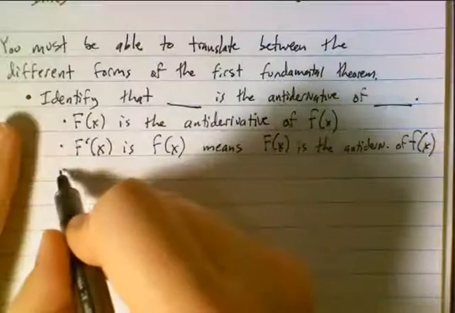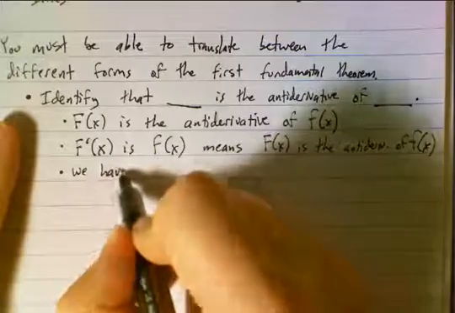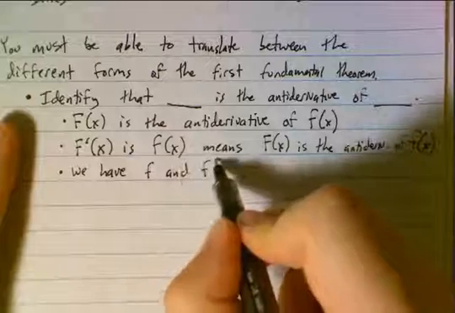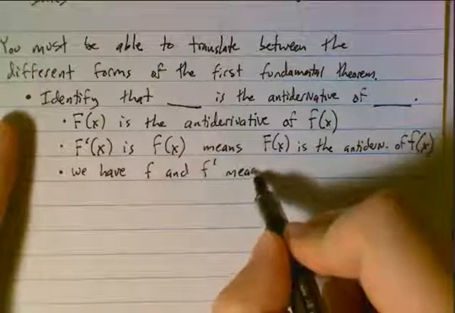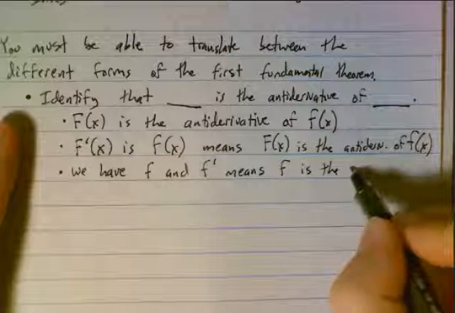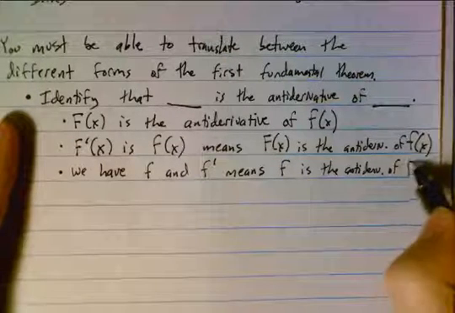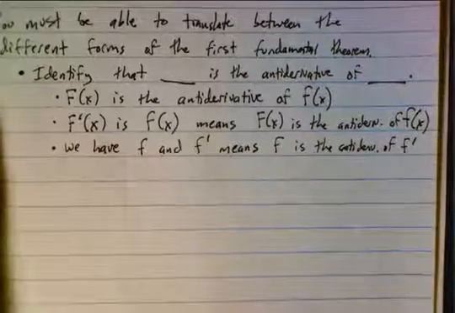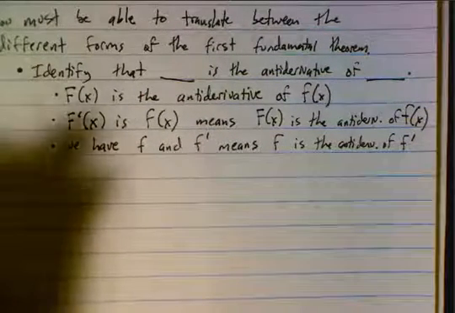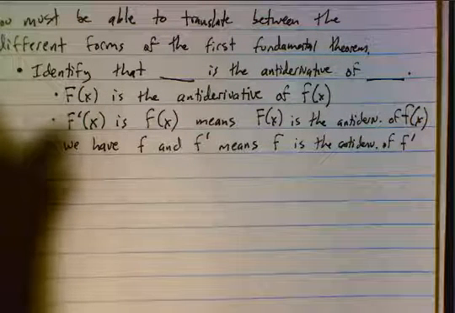We could also be told we have f and f prime, which means f is the antiderivative of f prime, and so on and so forth. Anytime that we're told that something is the derivative of something else, we can also state it backwards, that something is the antiderivative of its derivative.